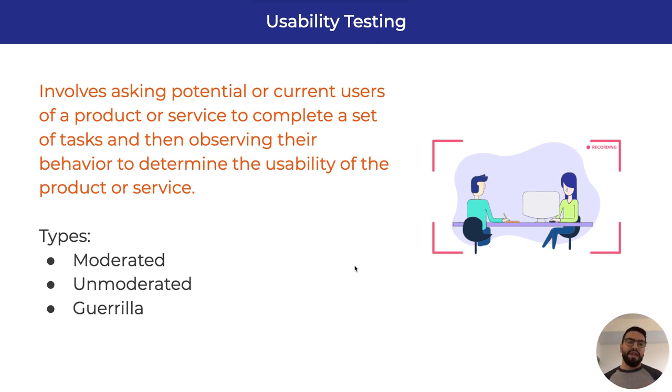Even though there are many variations and styles of usability testing, there are three main commonly used ones: moderated, unmoderated, and guerrilla. So moderated usability tests are the most traditional type of test. They can happen in person or via screen share video.